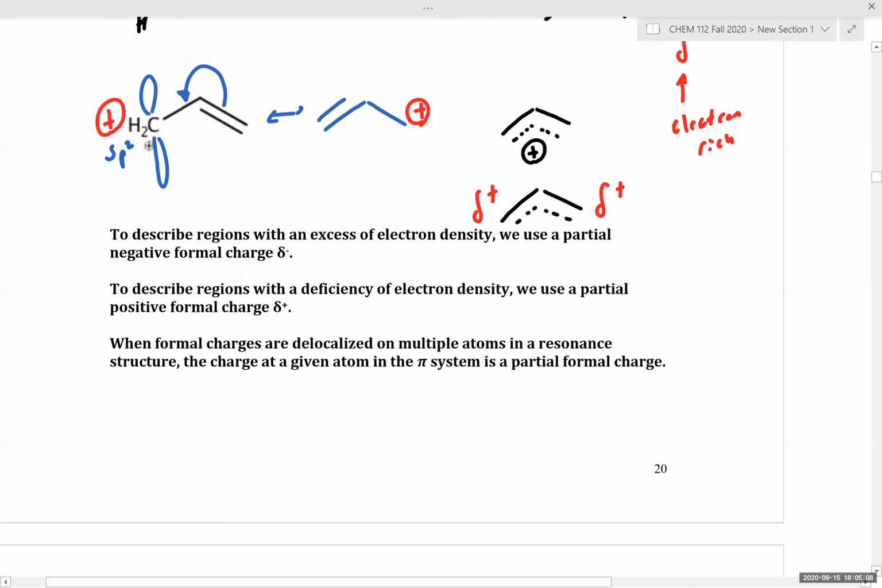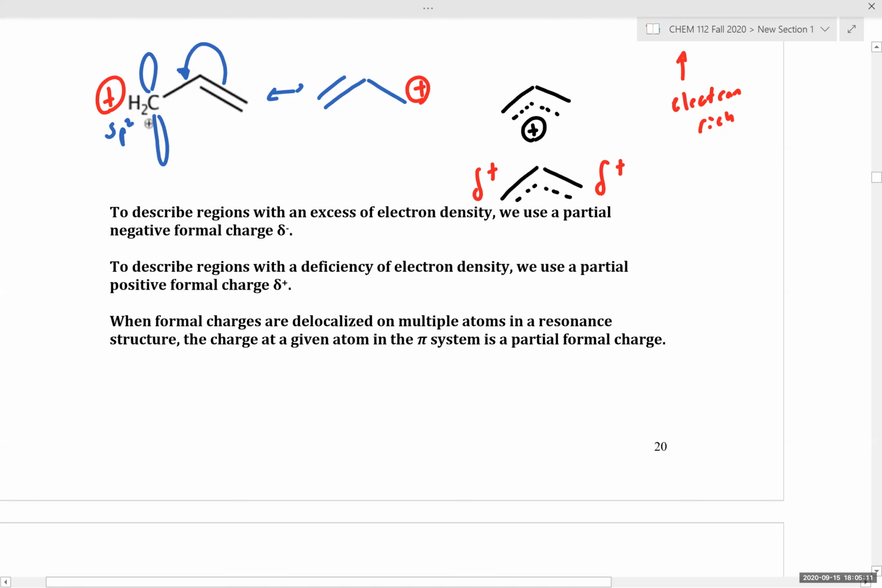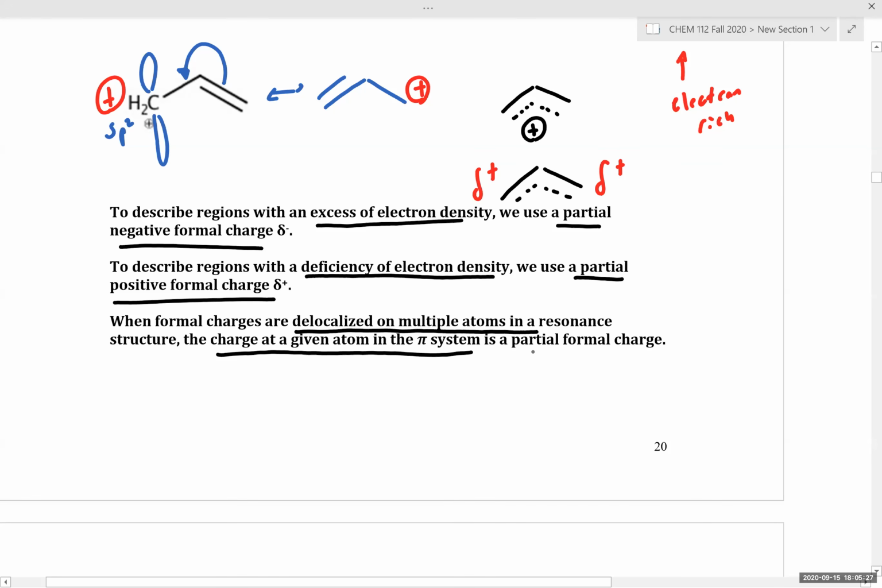Okay, so to describe regions with an excess of electron density, we use a partial negative formal charge. To describe regions with a deficiency of electron density, we use a partial positive formal charge. When formal charges are delocalized on multiple atoms, the charge at a given atom in the pi system is a partial formal charge. So we've already seen this before when we looked at something like acetate.